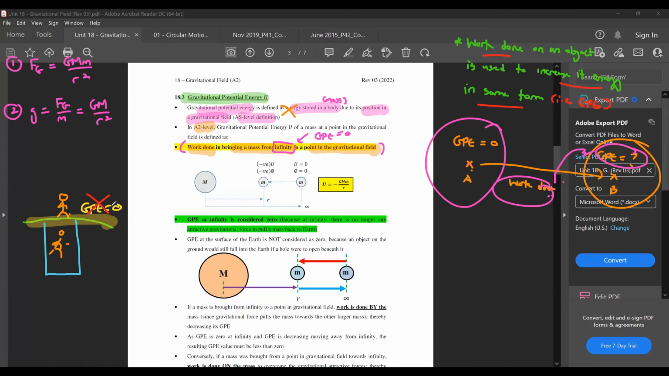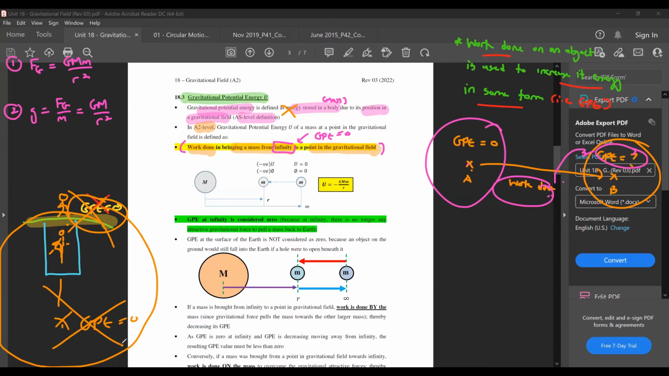So GPE cannot be 0 here, because you still can move down. So you still can have changes in GPE. This one cannot be considered as 0. All right. So you may also be thinking that, oh, the center of the Earth is where GPE is 0.